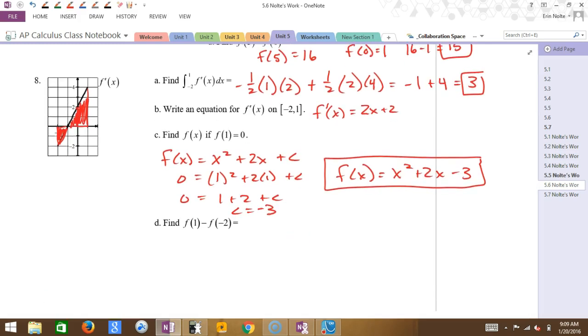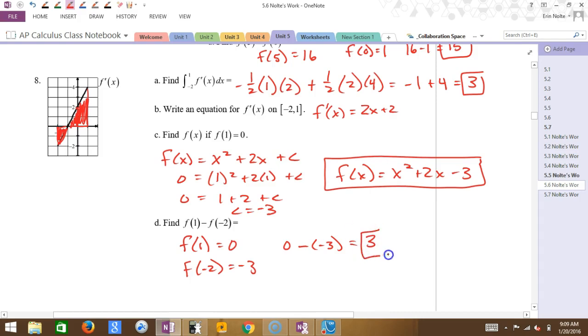Okay, so now if we plug 1 into the function, we can probably do that mentally. That would be 1 plus 2 minus 3. That's 0. That was actually given to us in C. I just realized. If we plug in negative 2, that would be 4 minus 4, which is 0, 0 minus 3, negative 3. Okay, so we get 0 minus negative 3. So what is our area from the original function? Okay, which does agree with what we got for A.